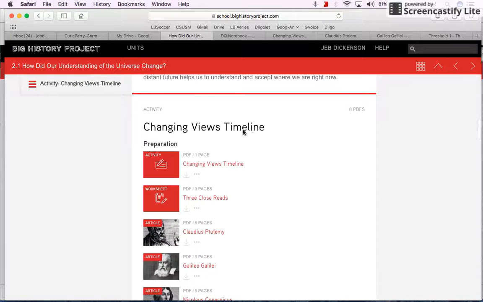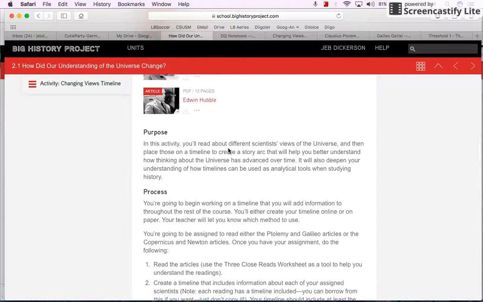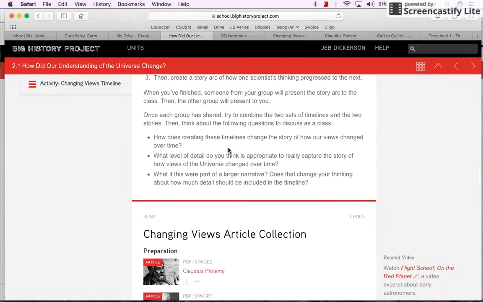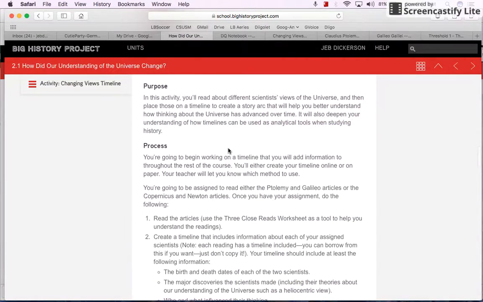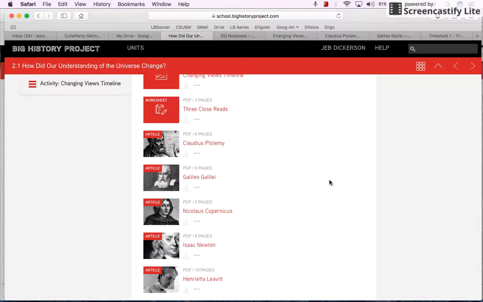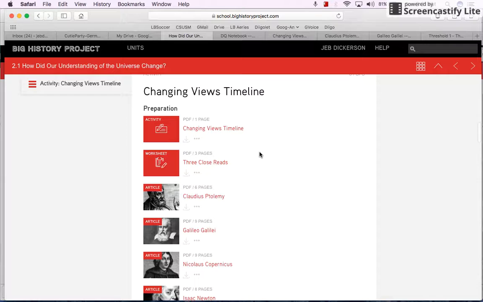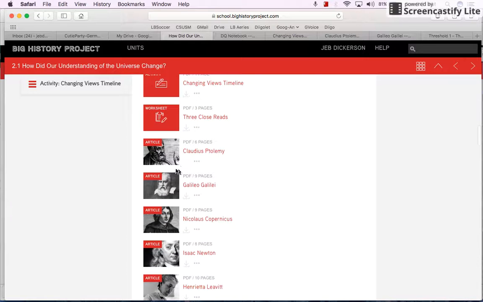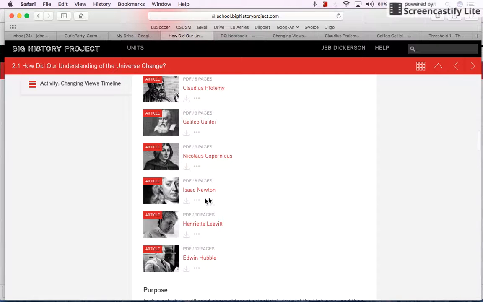Next up, changing views timeline. So this is, again, you write this headline in your notebook, and as always, read through the purpose and process. It tells you exactly what you are to do. And it says, I think, that you'll be assigned a set of scientists, so I don't really care. You can either do Ptolemy and Galileo, okay, so that would be those two, or you can do Copernicus and Newton. You do a pair of them.